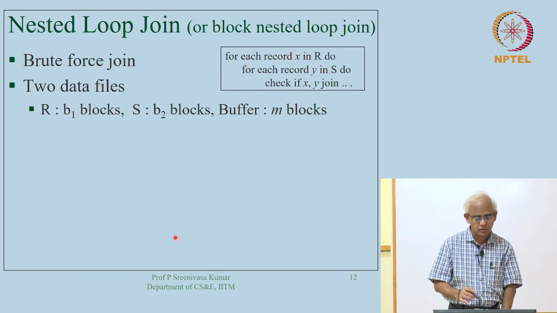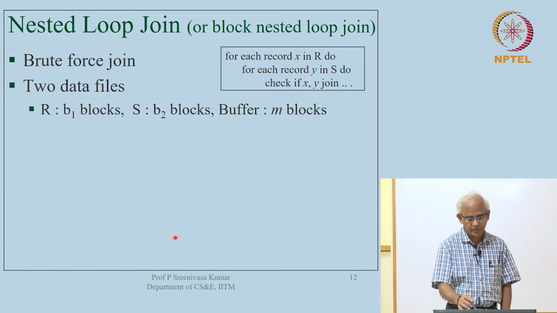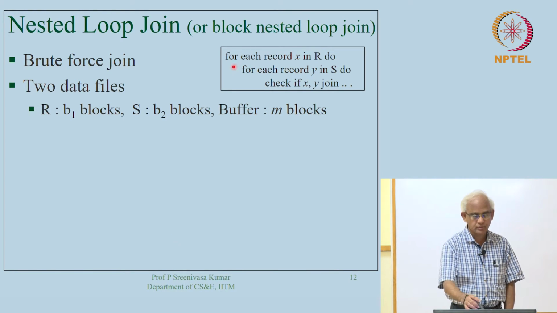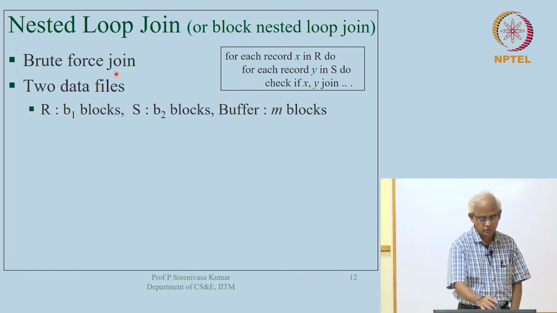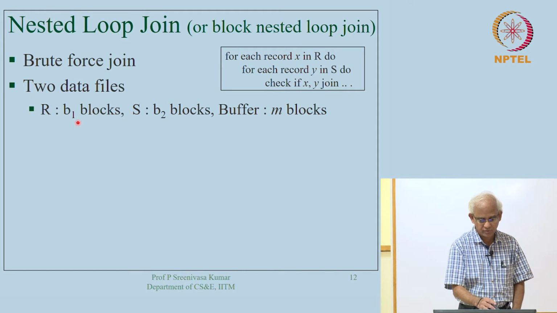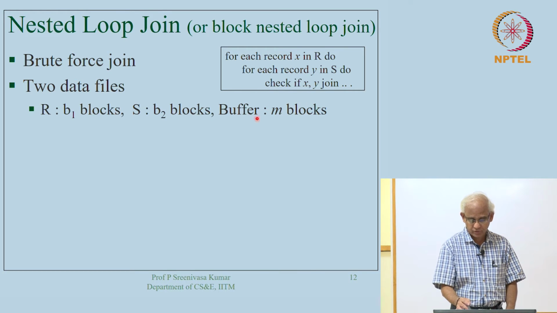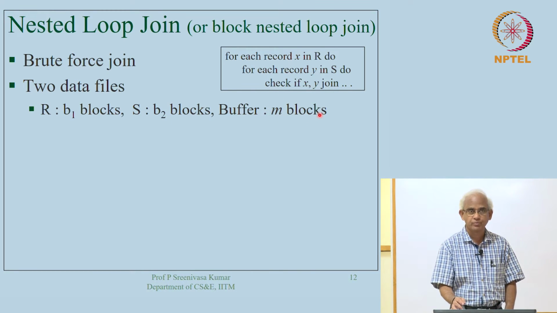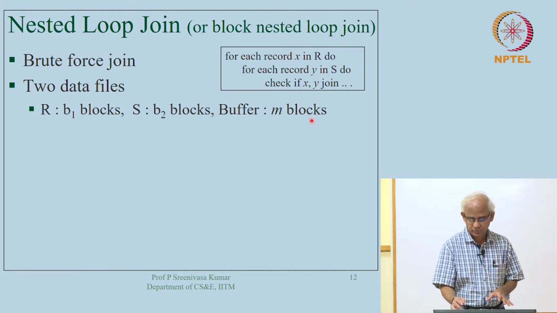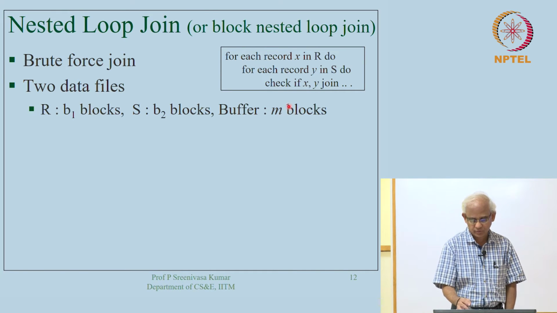Okay, so we briefly talked about nested loop join yesterday, so let me repeat this idea. This is a brute force join. We have two data files R and S, R with B1 blocks and S with B2 blocks, and we always assume that there is a certain amount of memory available to us, RAM space, which we will take as M blocks. So we have M blocks of RAM space, and the algorithm is very simple.